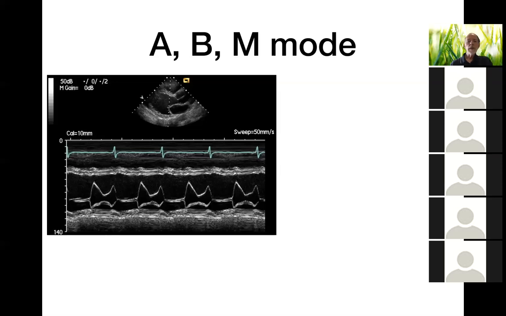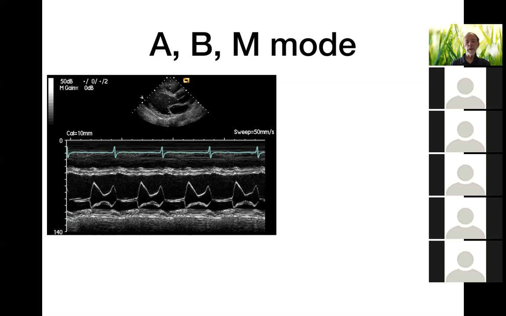There are several different ways of producing an image. I've been talking about standard grayscale imaging, which is called B mode imaging. B is for brightness, and it means that the brightness on the screen represents the strength of each echo.